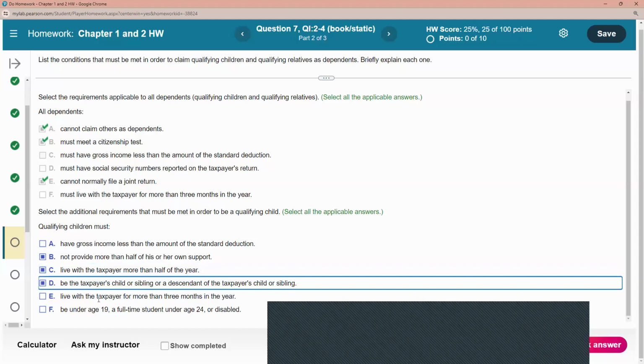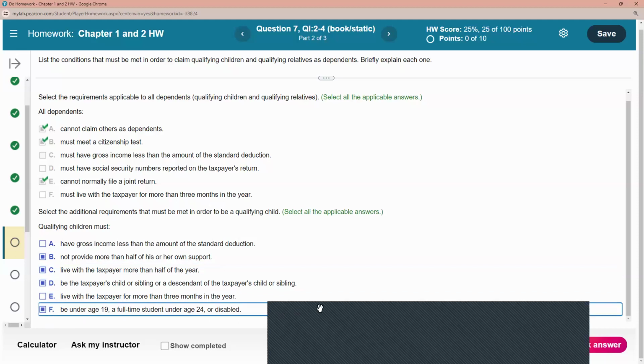This is correct. Live with the taxpayer for more than 3 months in the year? This is incorrect. It's more than half of the year. And they must be under age 19, or a full-time student under age 24, or disabled. So these are the 4 requirements for a qualifying child.